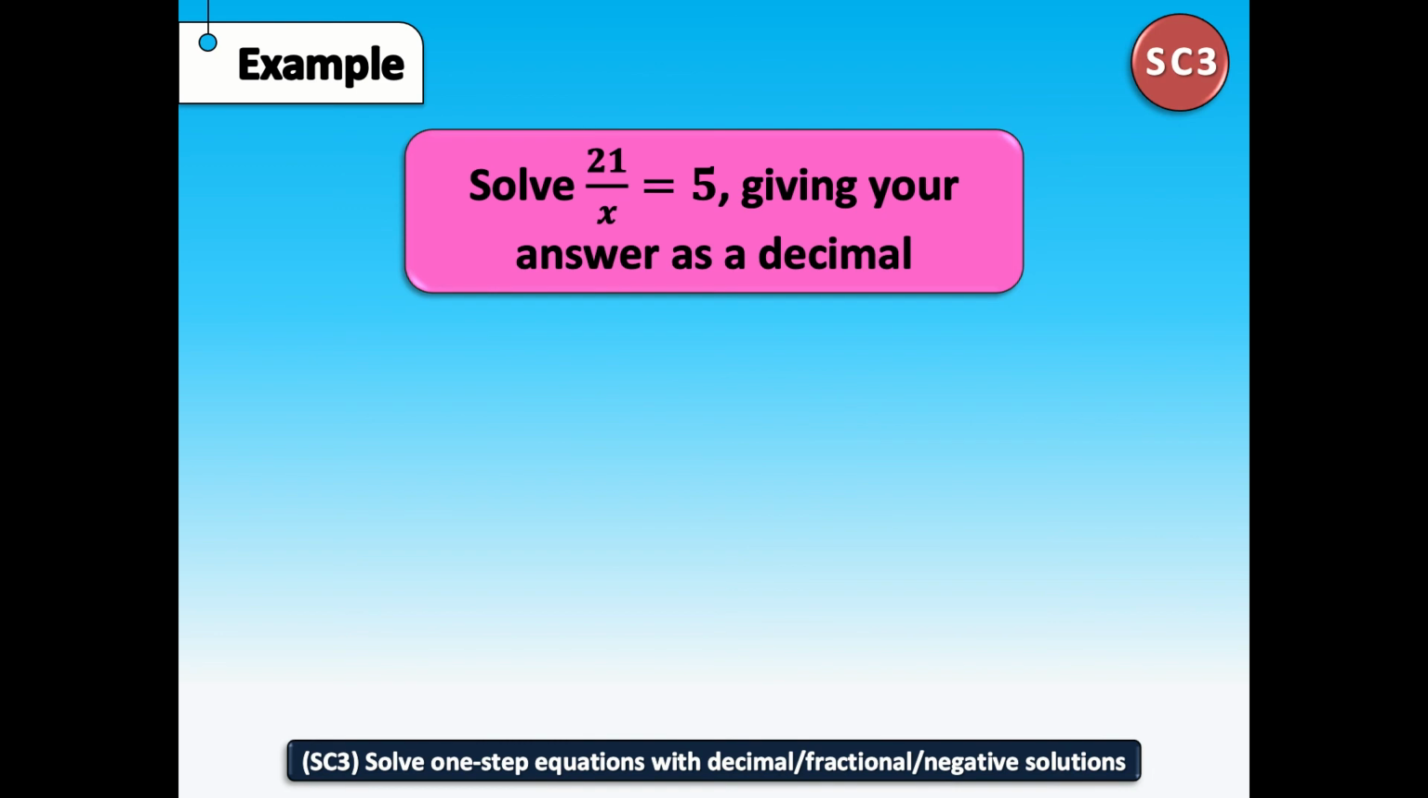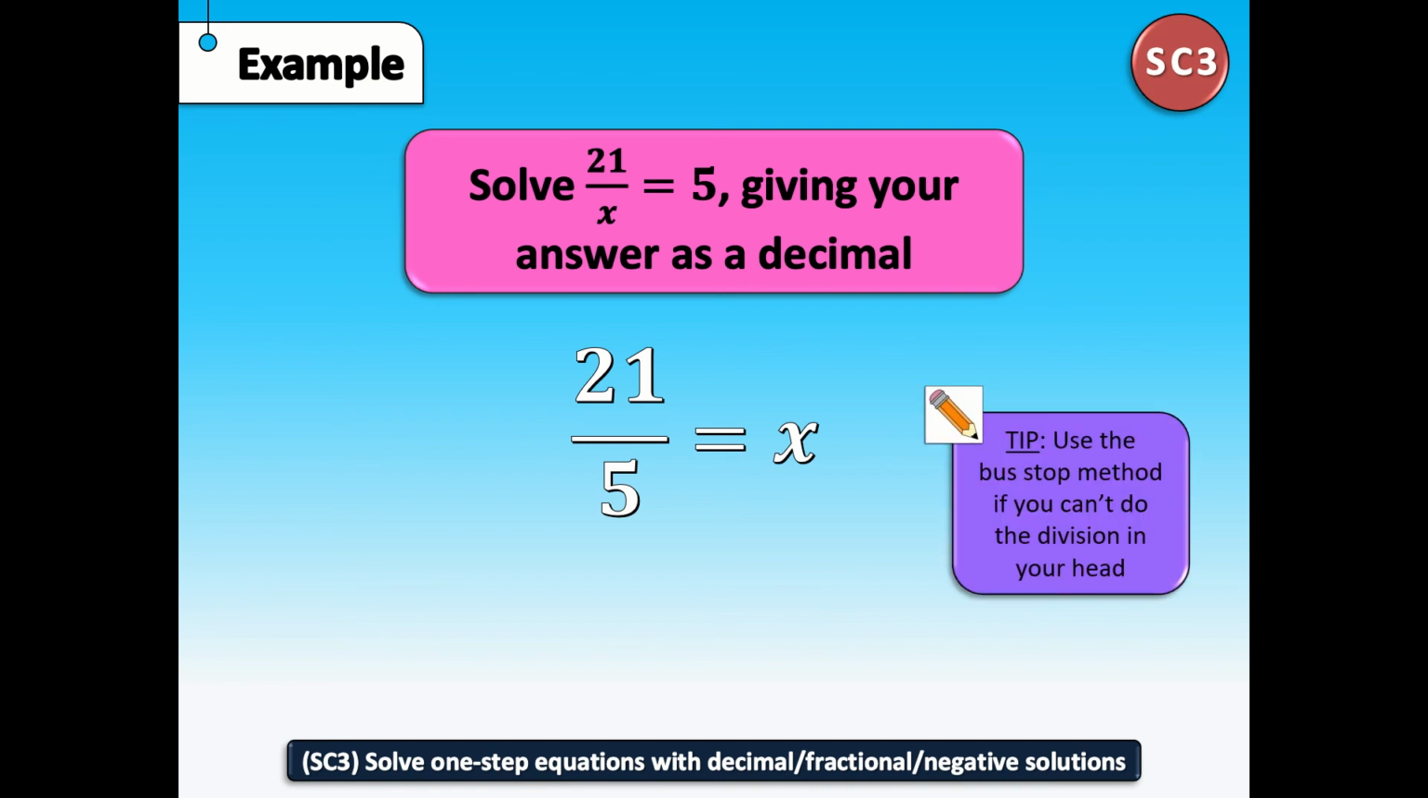In this one, it says solve 21 over x equals 5, giving your answer as a decimal. So when x is on the bottom of the fraction, we can just swap x and 5 round. So x is 21 over 5. And we can use the bus stop method to do that if you can't do it in your head. So 21 divided by 5 is 4.2. So 4.2 equals x.